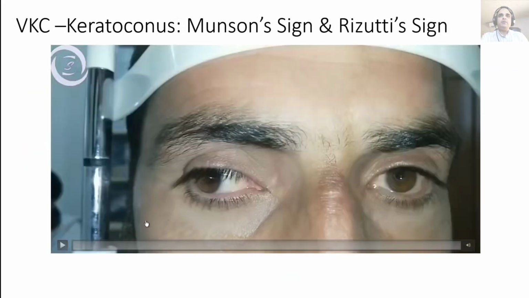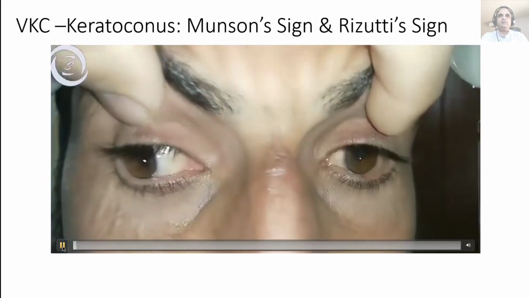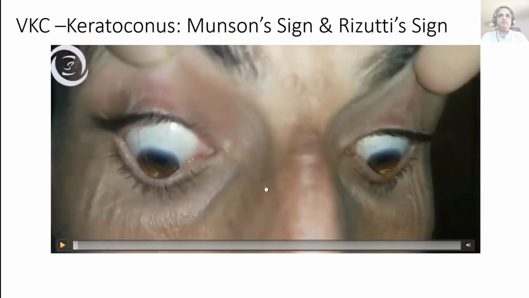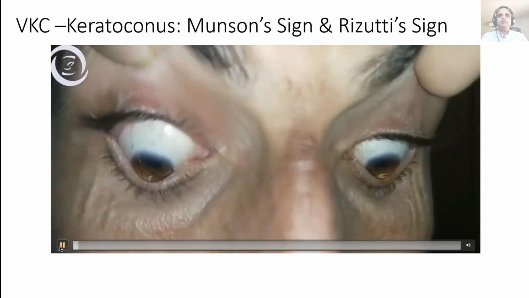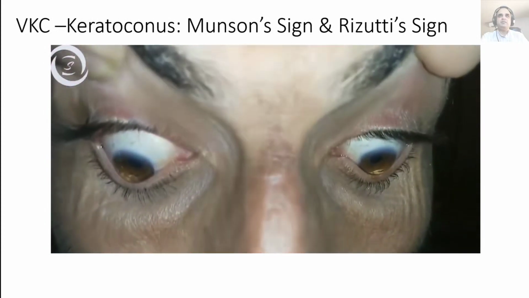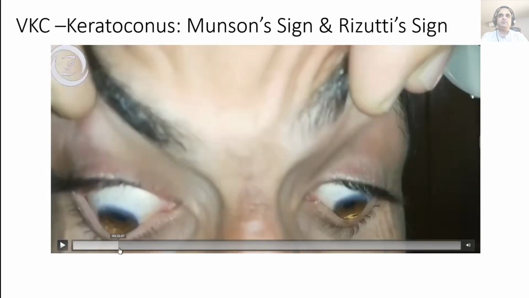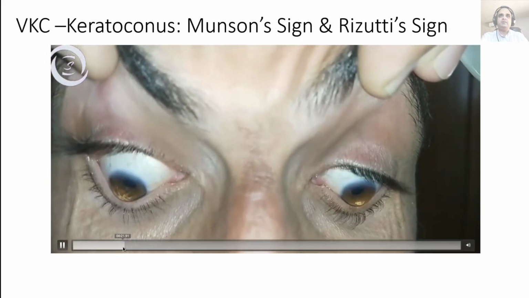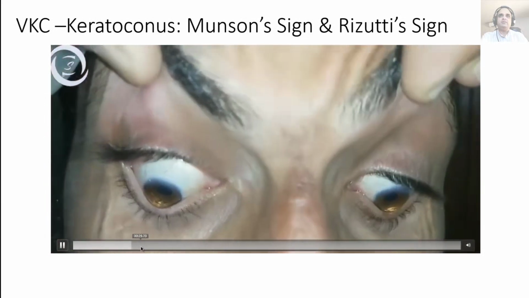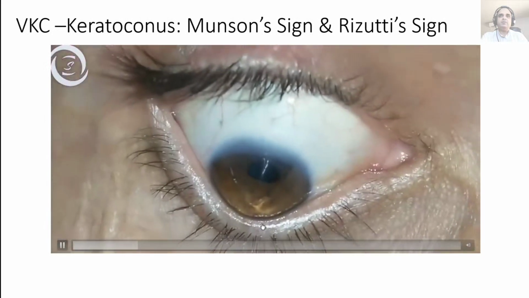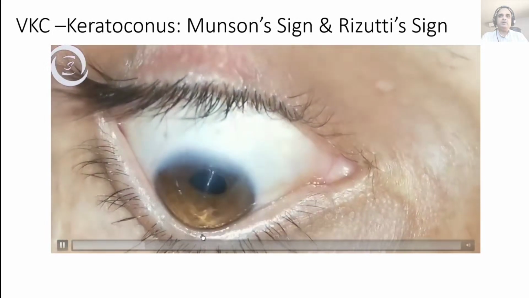This is a video of a Munson sign and a Rizzuti sign. I'll show you a Rizzuti sign after this, but it is demonstrated in this video, so I put it here. So look, as the patient is looking down, the lower lid is getting notched, it's getting pushed outwards, getting protruded. This is the Munson sign. There we go. Close up of Munson sign. Look how the lid is sort of notched where the corneal cone is.